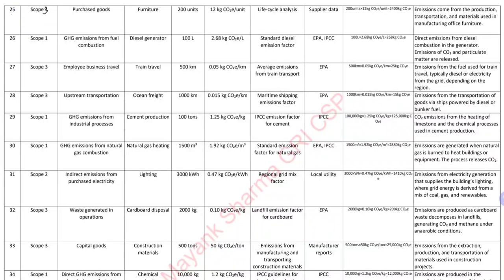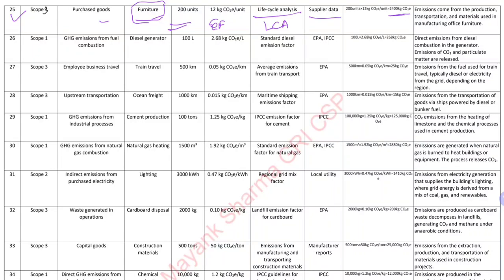Okay, the next example is scope 3 emission, again purchased goods, so we are purchasing furniture. Let's say number of units multiplied with the emission factor. Again we adopt the life cycle assessment approach. We get the information relevant to supplier data for emission factors. Multiply 200 units with the emission factor, you will get the answer for that.